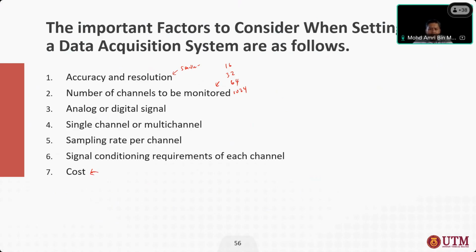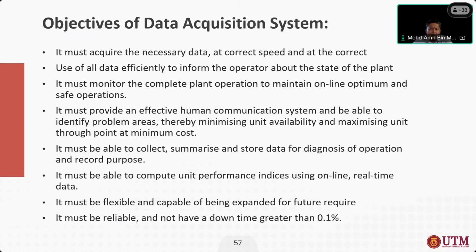So if you have unlimited cost, you can get the best. Otherwise, you have to trade off with a system that can barely fulfill your requirement. Right.